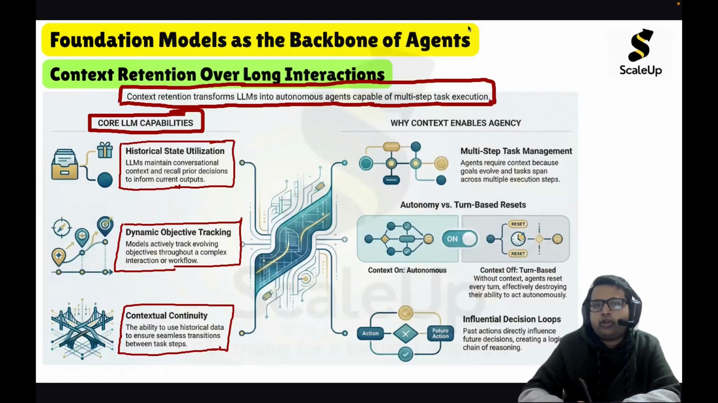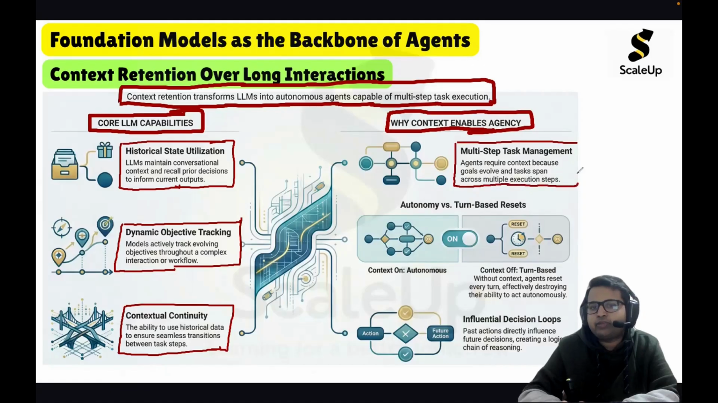Now if we look into why context enables agency, agency means ability to act. Now we know that agents can act. So with context, multi-step task management becomes very easy. Agents require context because goals evolve and tasks span across multiple execution steps. So, autonomy versus turn-based resets. When the context is on, the system will be autonomous.